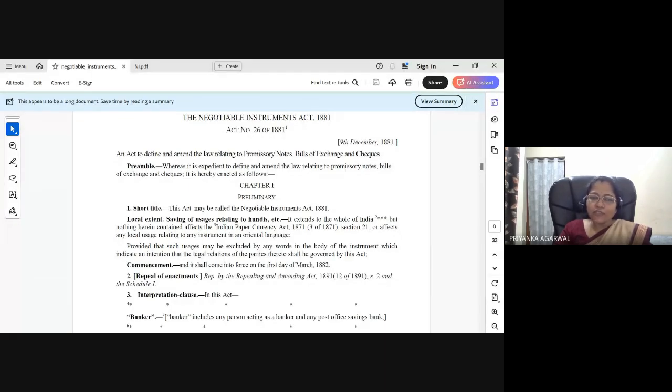So if any local place or any mercantile custom says that these instruments are being used, like your bearer debenture, your railway receipts, your hundi, these are negotiable instruments only, but they are not instruments regulated under the NI Act. I think bill of lading is also one example.